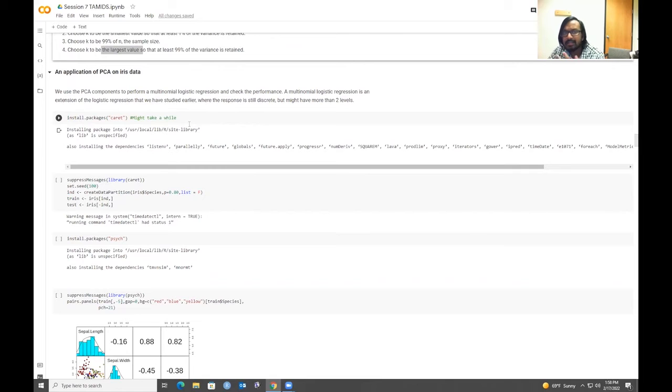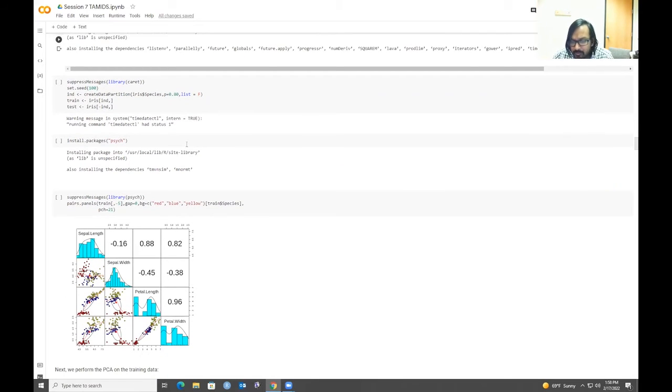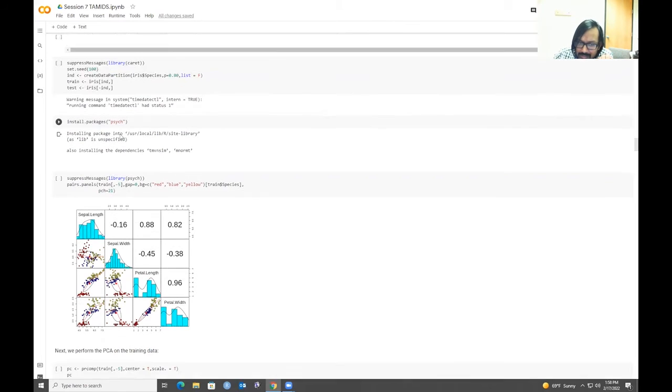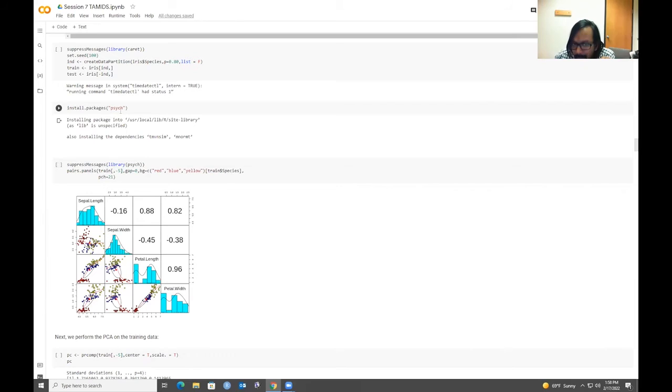All right, so the idea is we want to perform PCA on iris data. First of all, let us split the iris data into two parts, training and testing. And let us plot the pairwise scatter plots of the 4 variables: sepal length, sepal width, petal length, and petal width. For that, we use the psych package and the pairs.panels function.